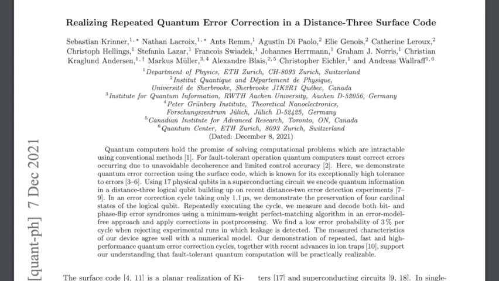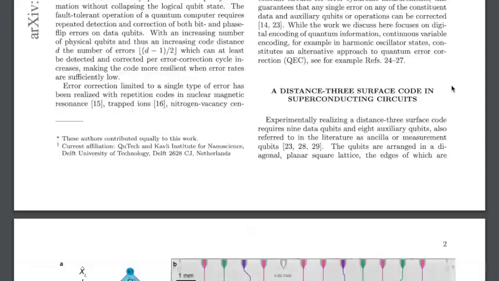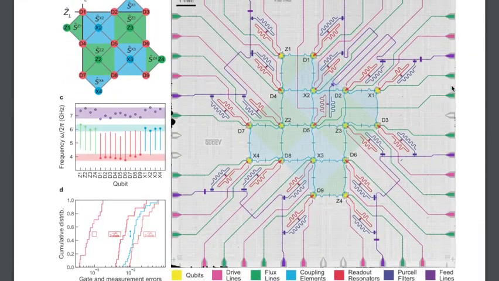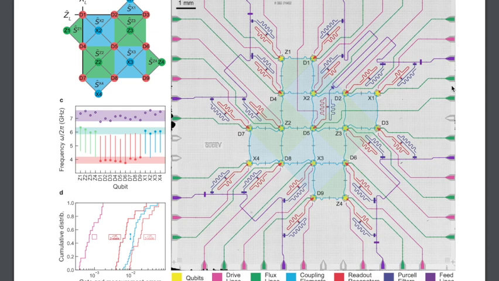Another paper to talk about is realizing repeated quantum error correction in a distance-free surface code. This did not go on the arXiv today or this week, but it did go in Nature this week. So it got published in the journal Nature. And it's an implementation of a distance-free surface code, the first implementation of a distance-free surface code. The surface code, incredibly important paper. Distance-free is the first way you can actually correct and detect errors. And so it's a really cool experiment. It's one that I've been hoping to see for years, and I'm very glad that it happened.